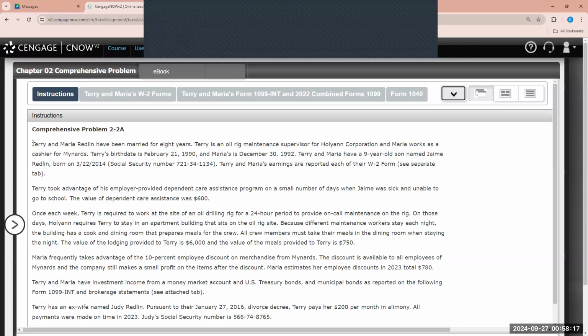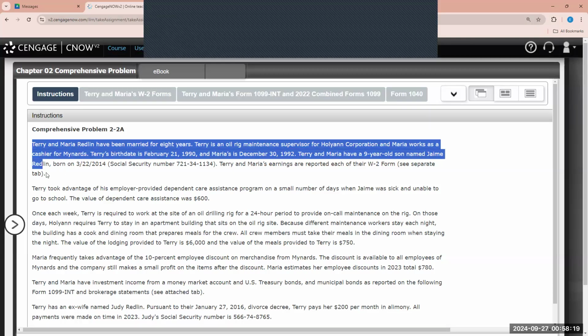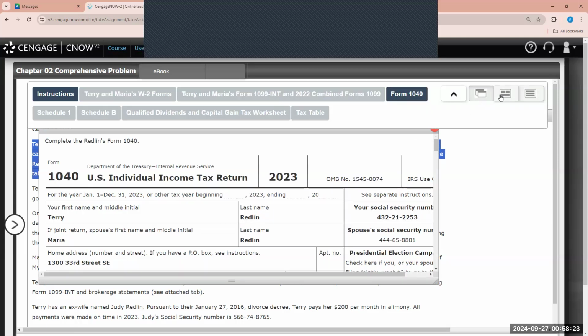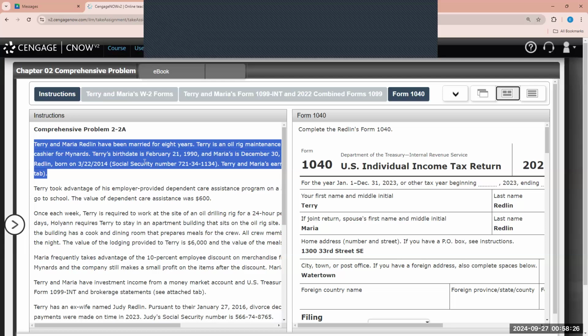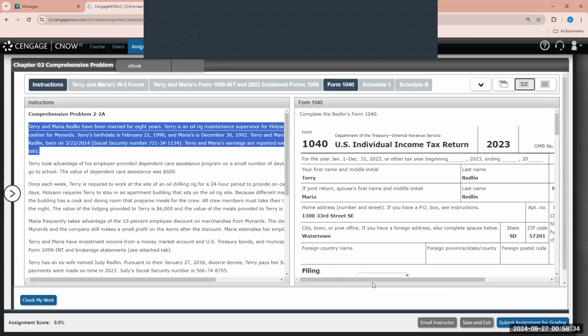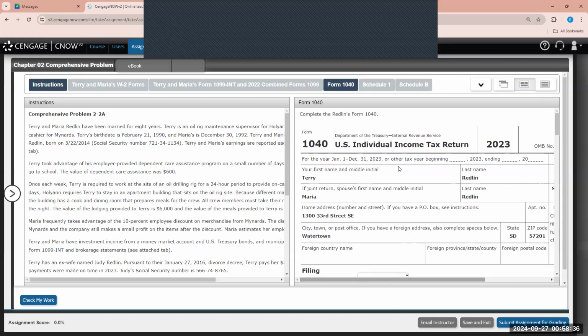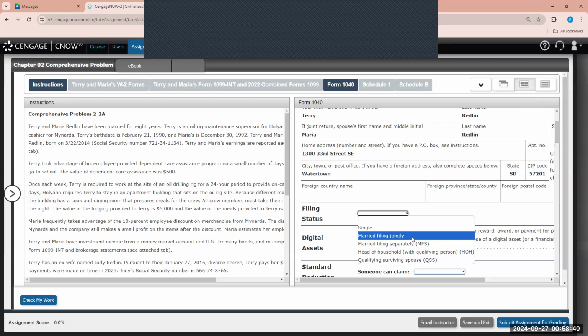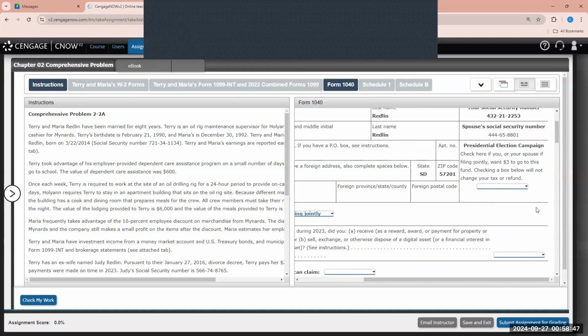We'll go through it paragraph by paragraph rather than line by line. So here we see Terry and Maria Redland. All right, so we have this information here, and then it lets us know some information about their dependent son. So we'll start off with some of the basic information. So we have Form 1040 for 2023. It doesn't tell us anything about any filing status other than married filing joint. So we have married filing joint.